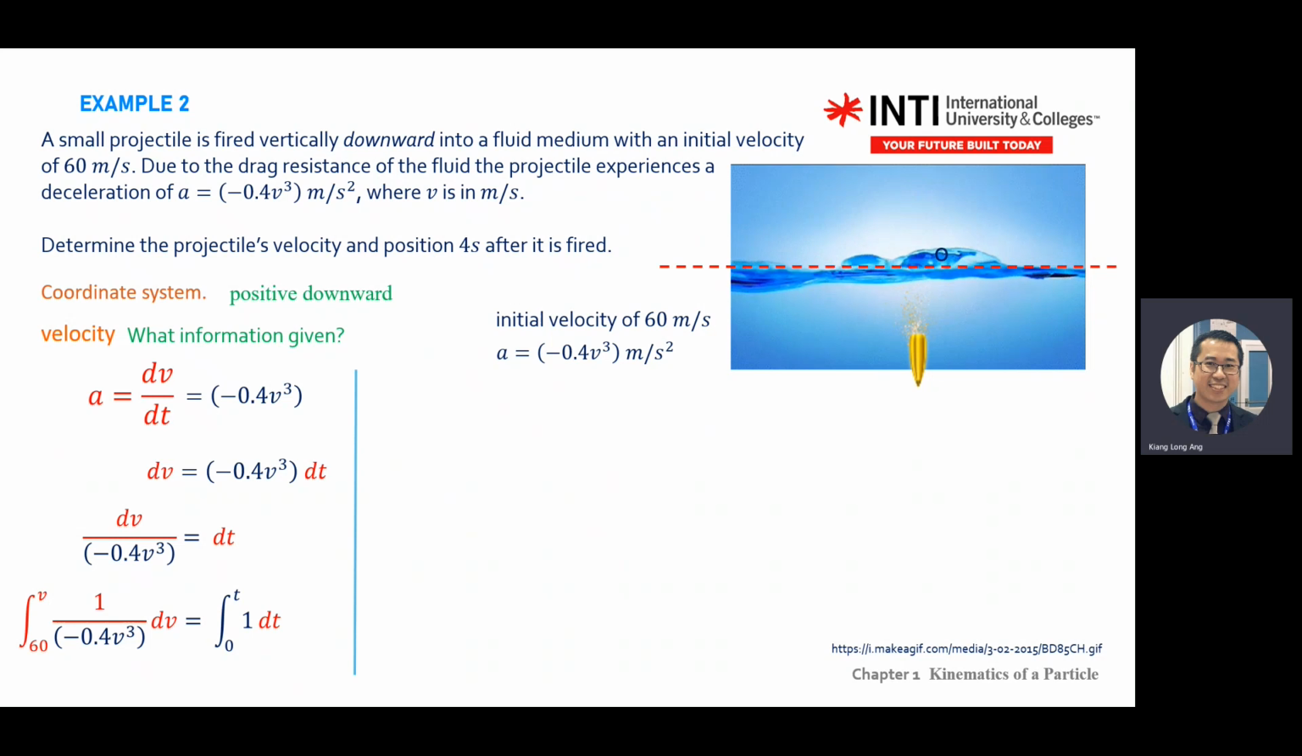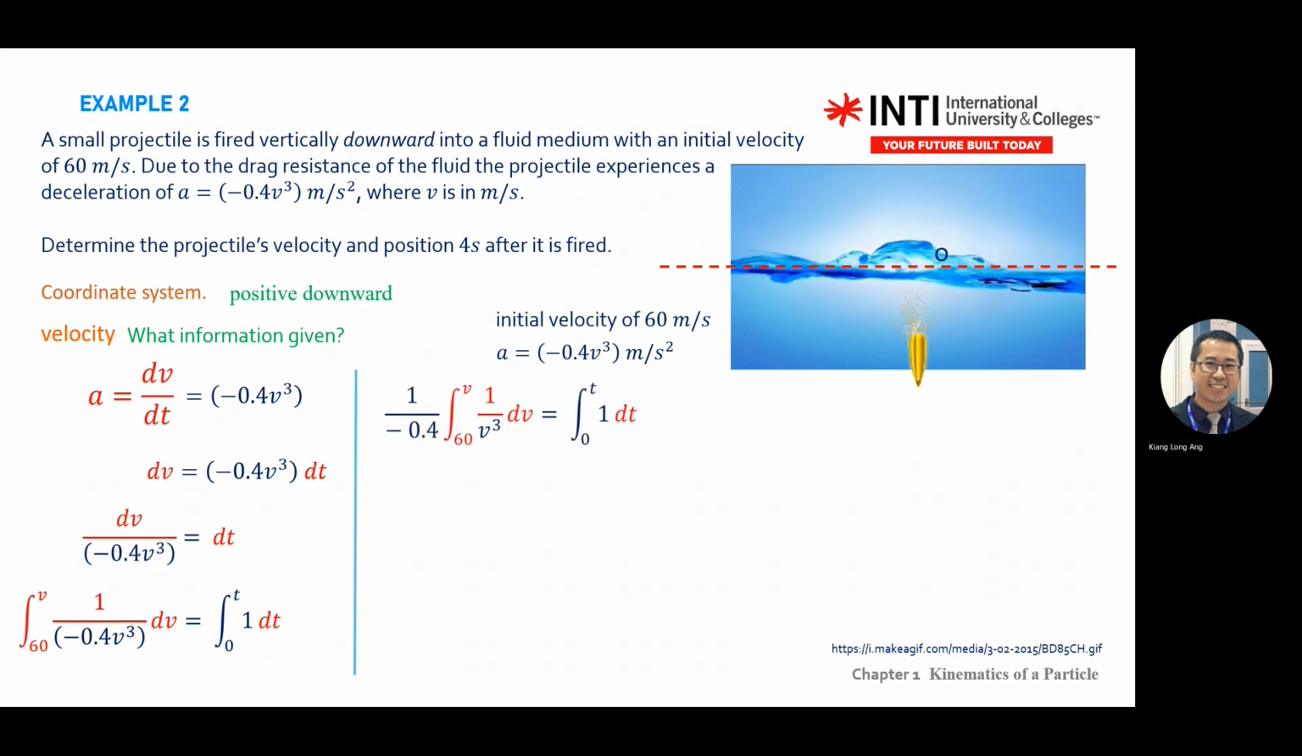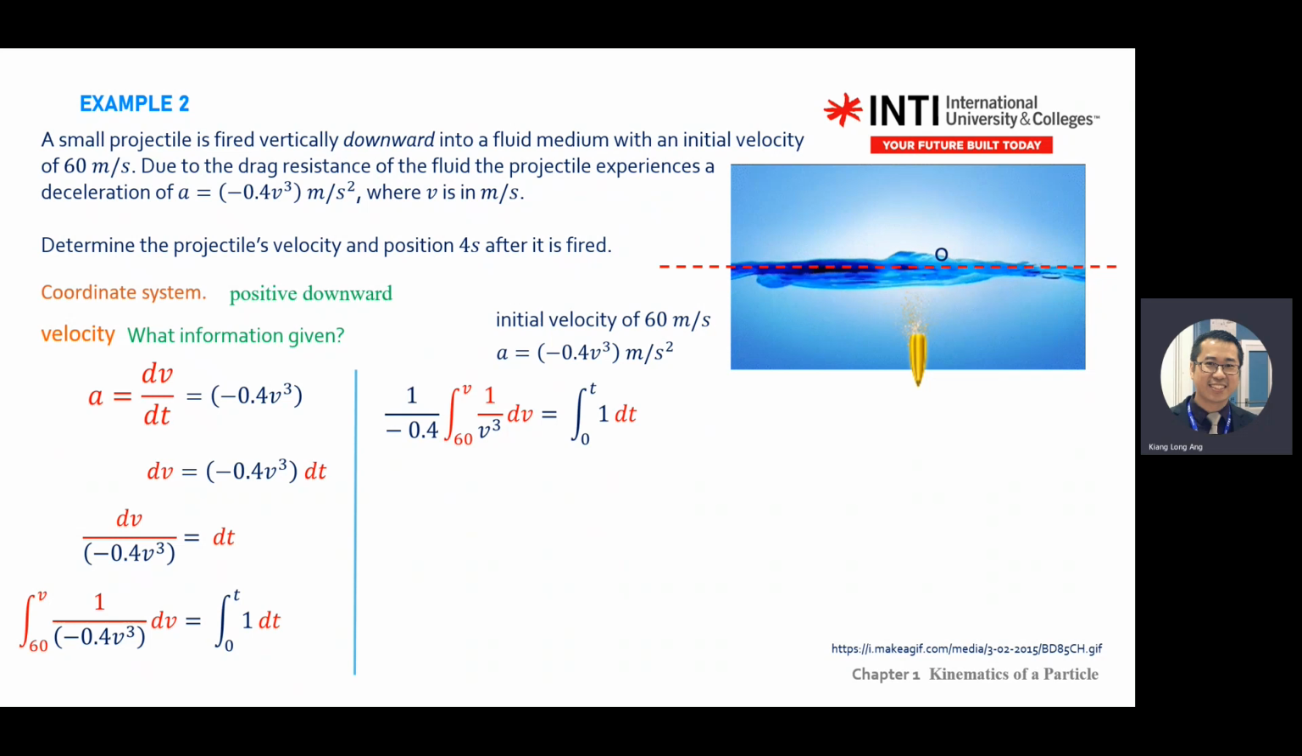My step is I always pull the constant out first. So I get 1 and the negative sign outside, and I integrate 1 over V cubed. I don't like fractions. I write in linear form or exponential. 1 over V power 3 in exponential. Nico, what is the term? How do you write 1 over V cubed, equal to V what? Nico, what is your answer?